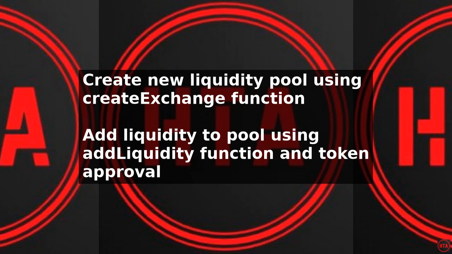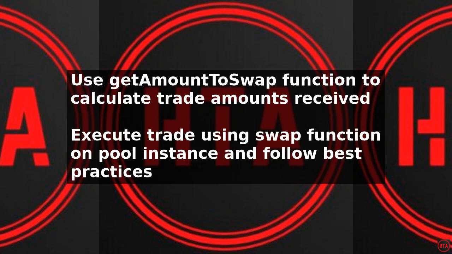To trade on Uniswap, use the getAmountToSwap function to calculate the amount of tokens you will receive for a given input amount. Then call the swap function on the pool instance to execute the trade.